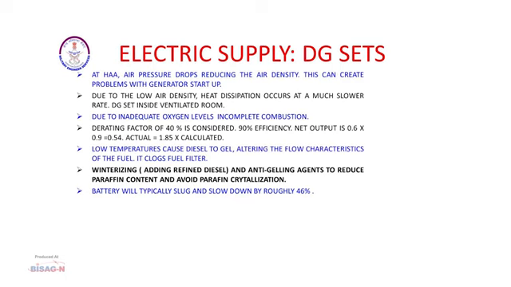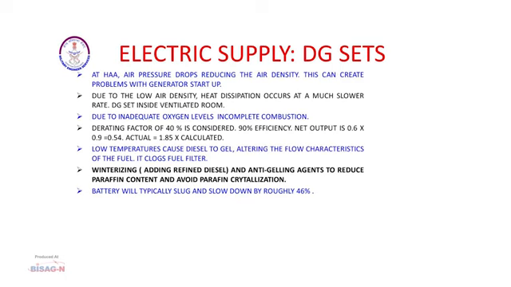These all contribute to a derating factor of 40% in Leh area. With 90% efficiency for the DG set, the net output is only 0.54. Hence, whatever size of DG set is required, we have to provide a DG set 1.85 times larger.